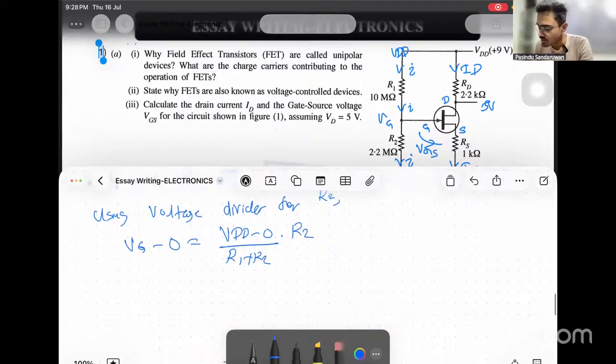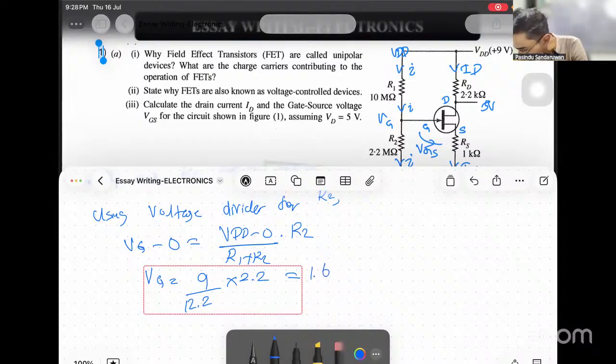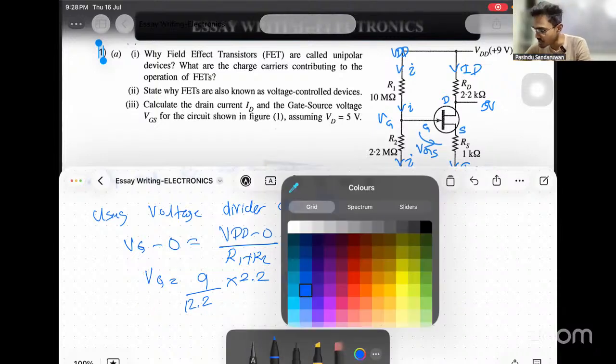Apply the values here. I need to find VG, right? VDD is 9 minus 0, that's 9. R1 plus R2, 10 plus 2.2, 12.2, times 2.2. Simplify this, then it is coming as 1.62 volts. 1.62 volts.